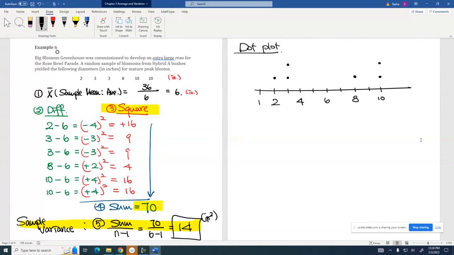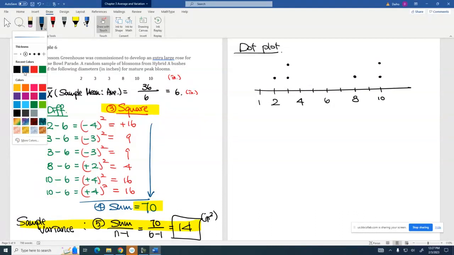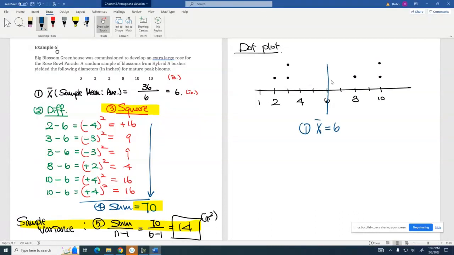So I just plot six values, the six diameters, right? Step number one, what did we get? We took the mean, how much was it? Six. We took x bar, which was six. Last week, we had three Cs: mode, median, and the mean. For what? Measure of the center. So step number one, we take the mean, the center in the middle. Can you see that in the middle?